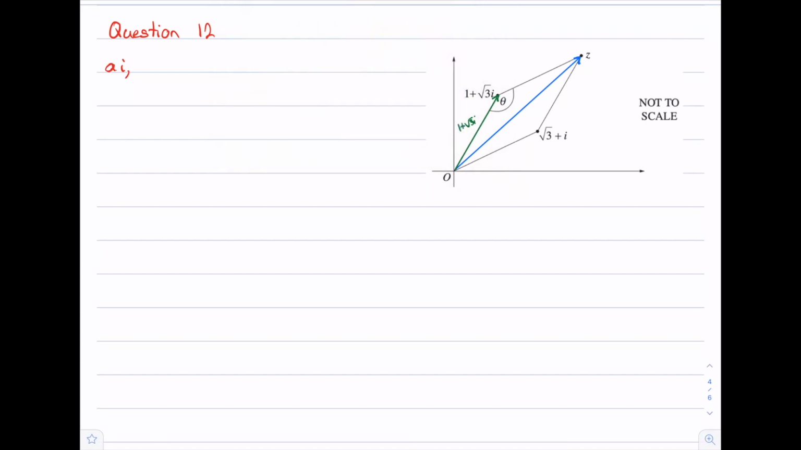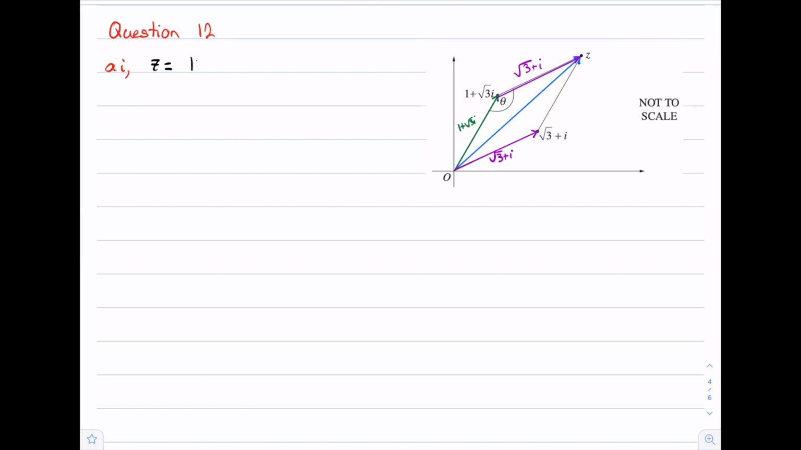And then we have this vector in purple. Now we don't know exactly what that is right at the moment, but we can think a little bit about it, and then we can just see that this vector here has been translated up to give us that vector. We know that this vector here is root 3 plus i because it's going from the origin to root 3 plus i, which means this is also root 3 plus i. And so our vector z, our blue vector, is going to be the green one plus the purple one. That's just simple vector addition.